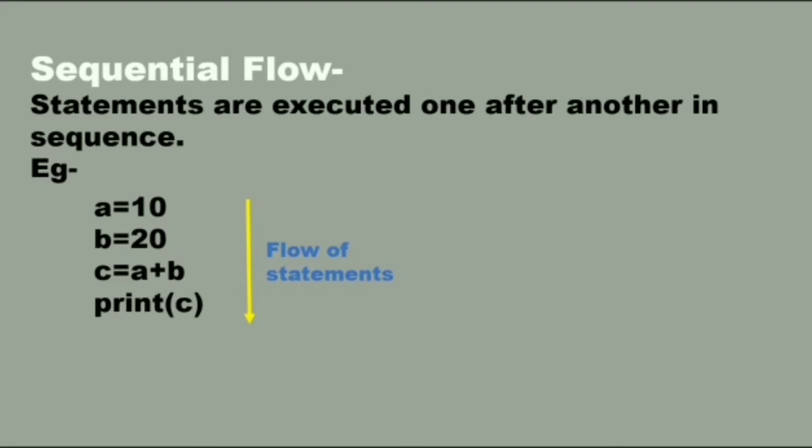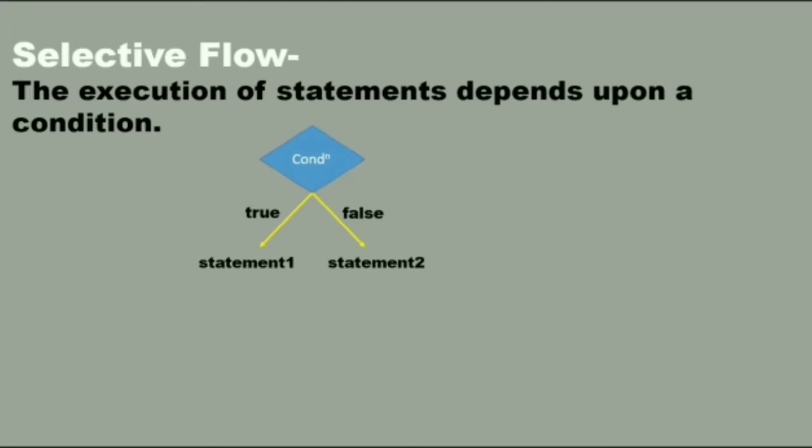written in the program. For example, I have written a short program over here for addition of two numbers. Now, in this, the first statement is a is equal to 10. So, this will be the first statement that will be executed, followed by the next statement b is equal to 20, then c is equal to a plus b, and then print c. So the order of execution of the statements is the same as the order of writing down the statements. This is the default flow of a program.